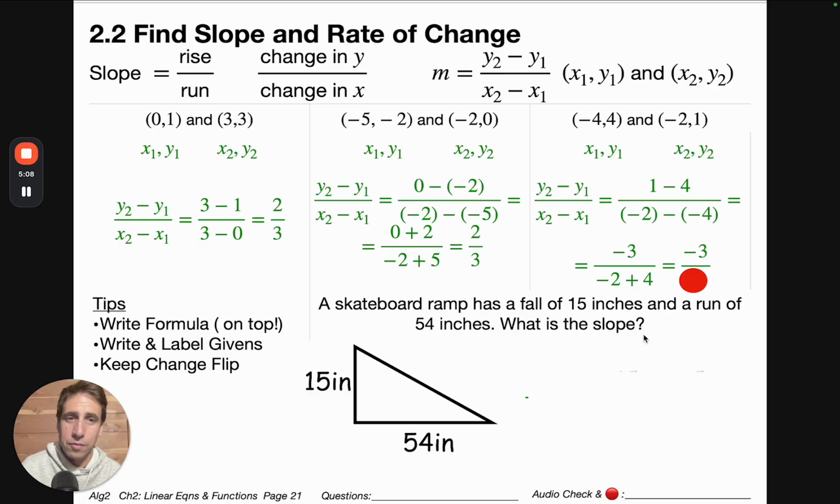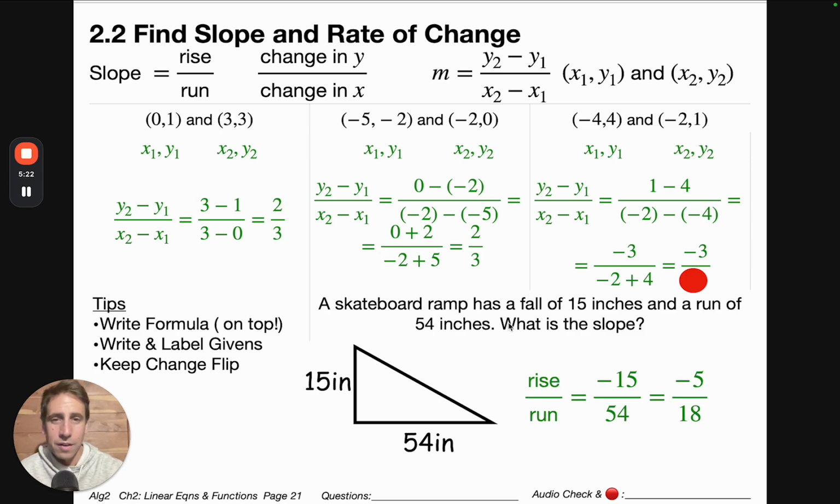A skateboard ramp has a fall of 15 inches and a run of 54 inches. So you're going down this ramp. What's the slope? Well, this height right here, as I've labeled it, and what you got to do, this is an instance of a rise over run. The rise over run is going to be negative 15 because you're falling. You're going down from here down to here. And then negative 15 over 54, you can simplify that to negative 5 over 18.